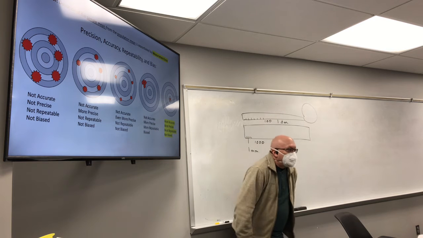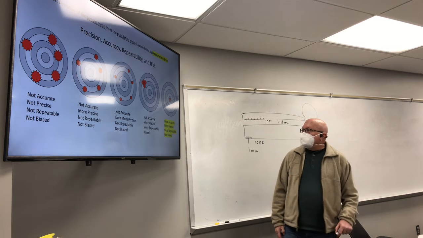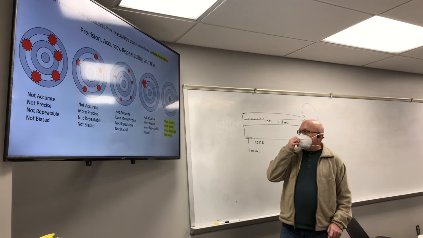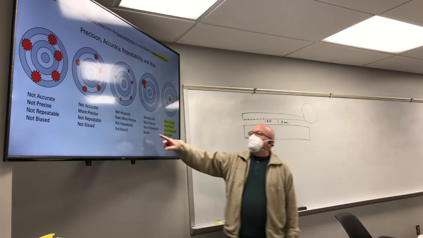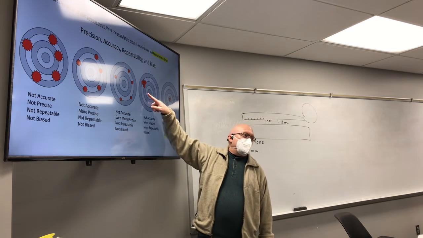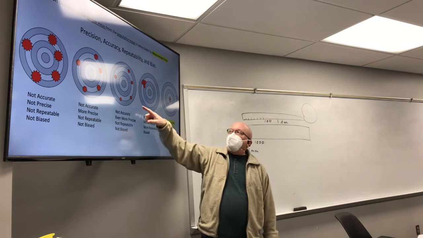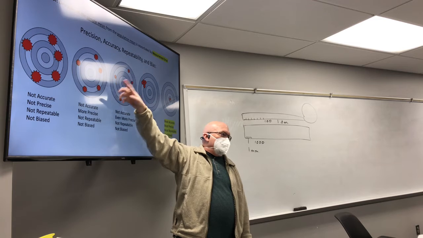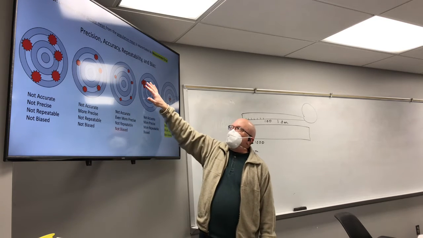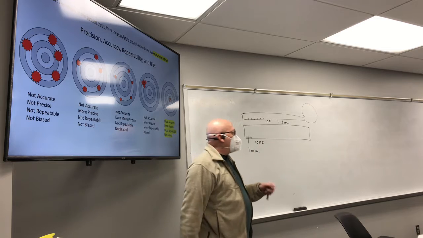Yeah? I'm just curious, what makes the furthest right example there not biased, but the second to right one biased? This one is biased because it's not accurate, but it's not accurate in a particular way. This one is not accurate because you just suck at shooting targets. You're just not accurate.